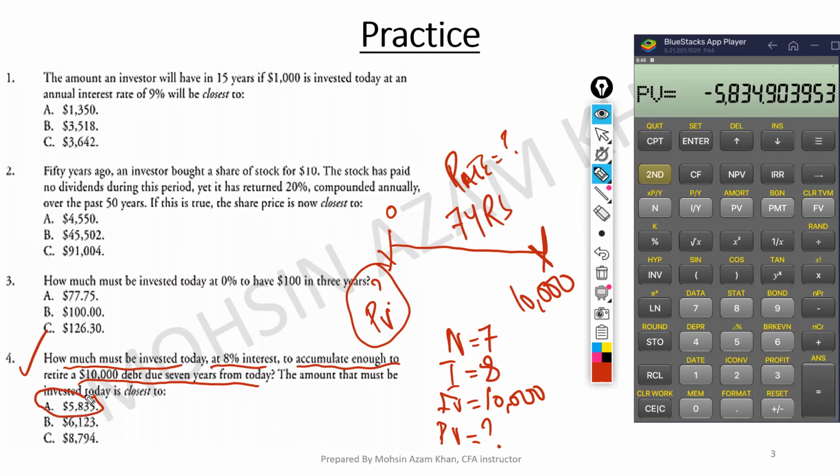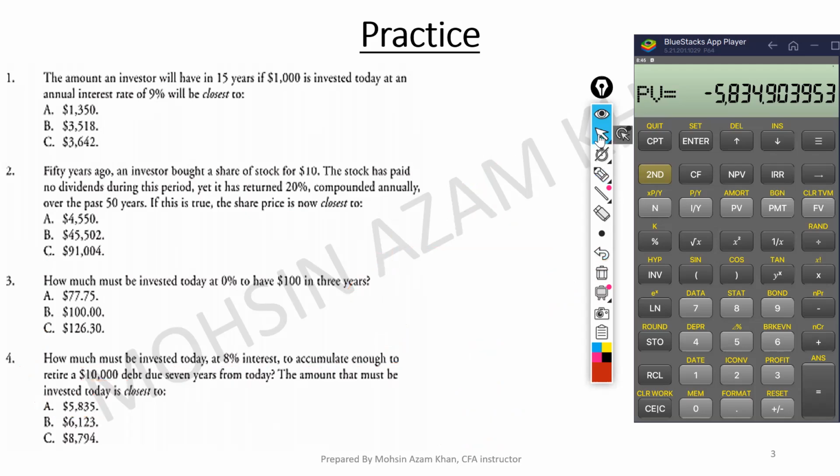I hope now it's becoming interesting for you how we are using the calculator to calculate present values and future values. I hope this much practice would have given you a slight concept of calculating present values and future values through the use of the calculator. Let's move further on.